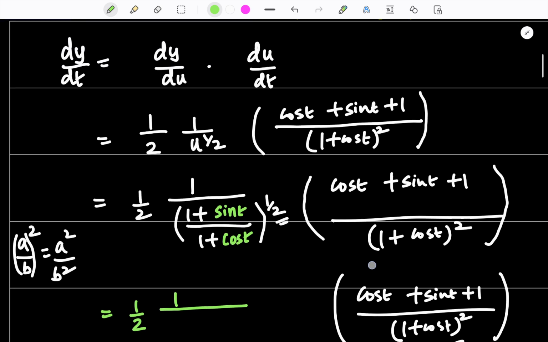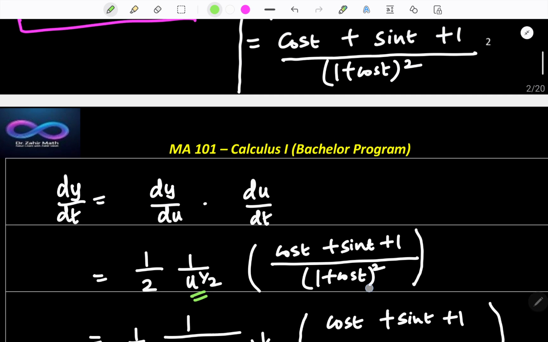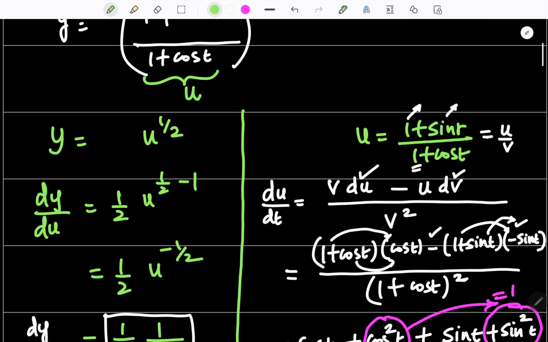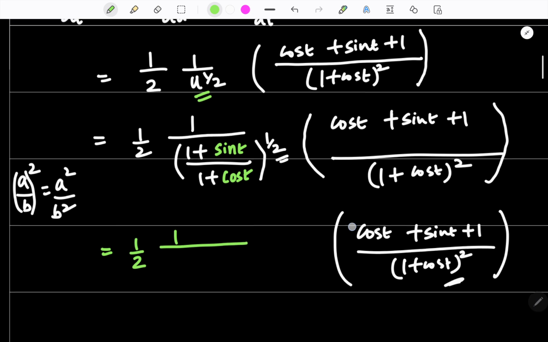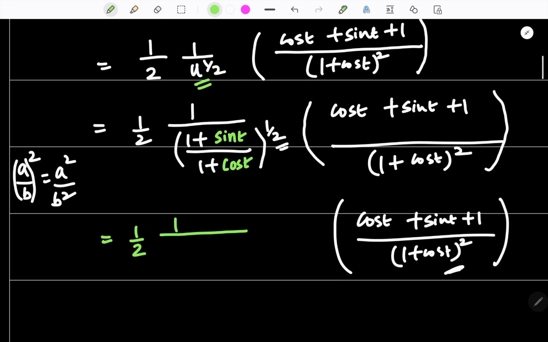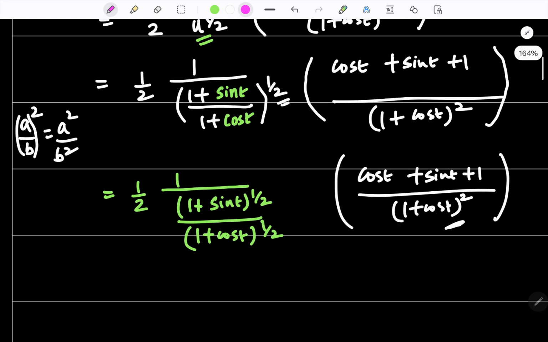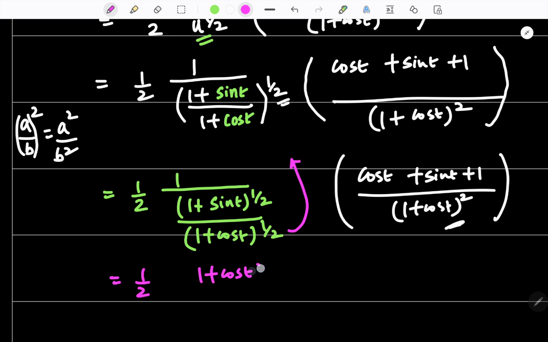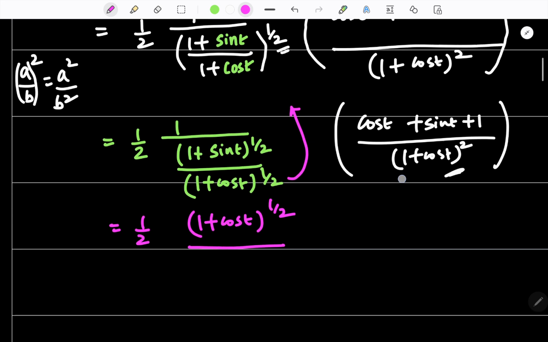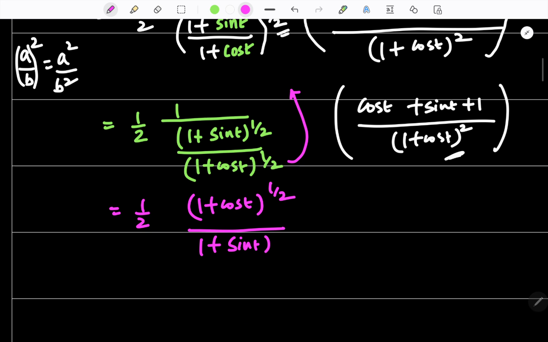I made a small mistake. The u value, I put it as 1 plus cosine t. It is wrong. It is actually 1 plus sine t by 1 plus cosine t. Now I changed it. 1 plus sine t over 1 plus cosine t whole power half. Same rule I will apply. So it is 1 plus sine t to the power of half divided by 1 plus cosine t to the power of half. Okay. Right. Now what happens? I'm using the flip rule. So this will become 1 by 2, 1 plus cosine t to the whole power half divided by 1 plus sine t to the power of half.